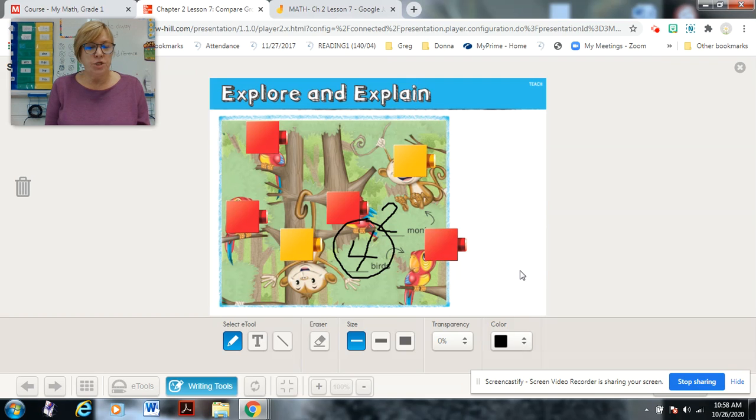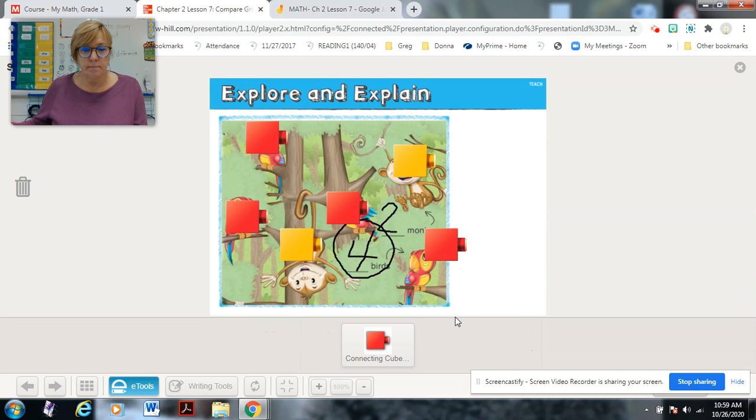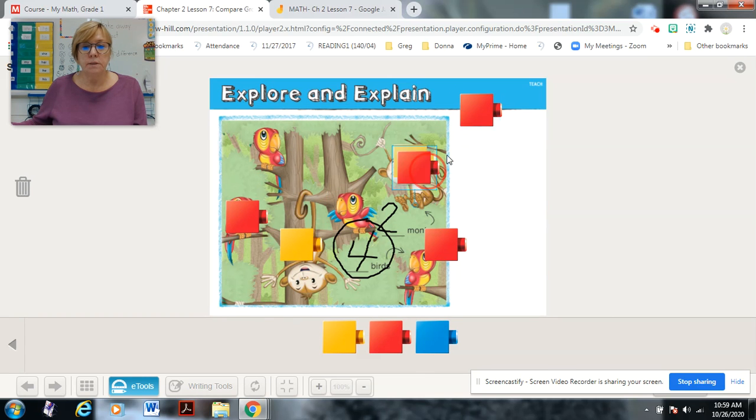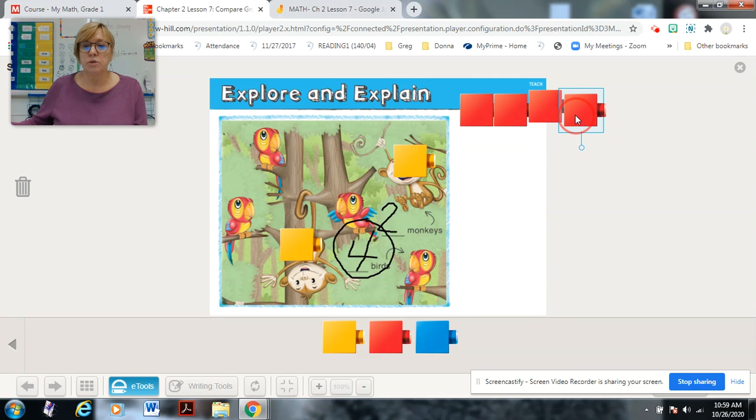Okay, they would like to know how many more parrots are there than monkeys? Well, there's a couple of different ways that we could do this, okay? I could move the cubes, all right? There's 4. Remember we said there are 4 parrots. I'm sorry, yeah, 4 birds, they're parrots. And 2 monkeys. So I could do this and compare the connecting cubes, right? So there's 2 more birds than monkeys, all right?